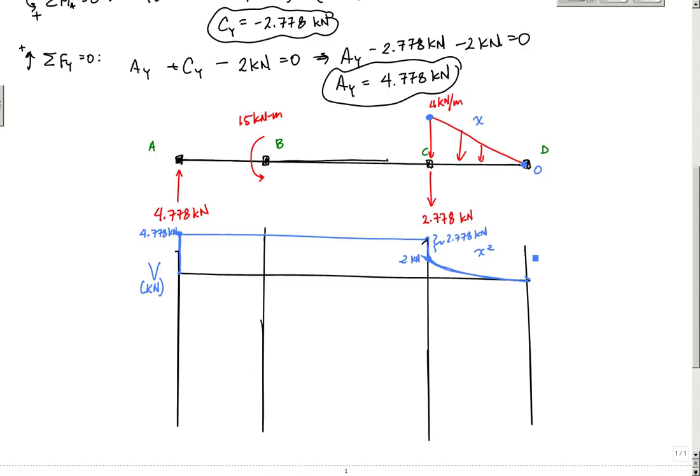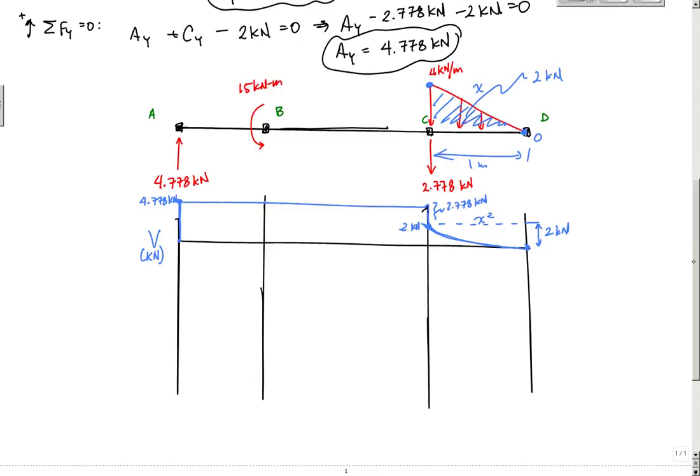The change that occurs, this distance right here, has to be the magnitude of this area, which we found earlier was 1/2 base times height, with a base of 1 meter, and that is 2 kilonewtons. So this change is 2 kilonewtons and takes us back to 0. So there's my shear diagram.